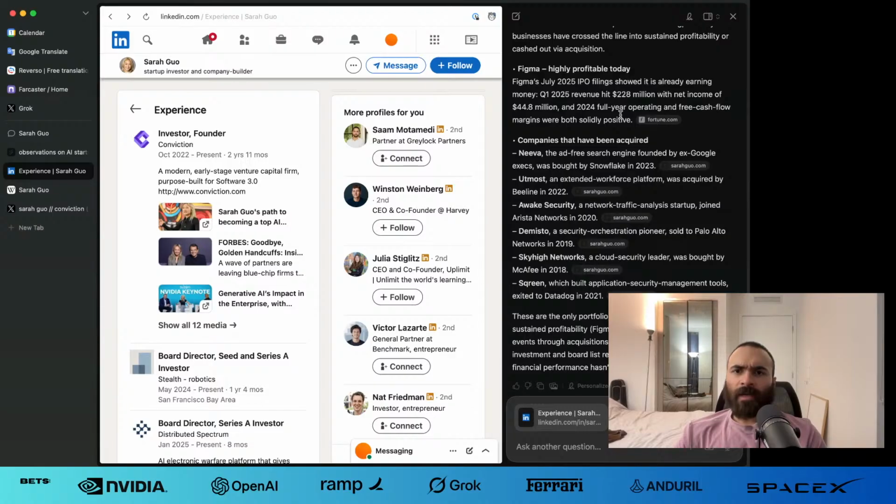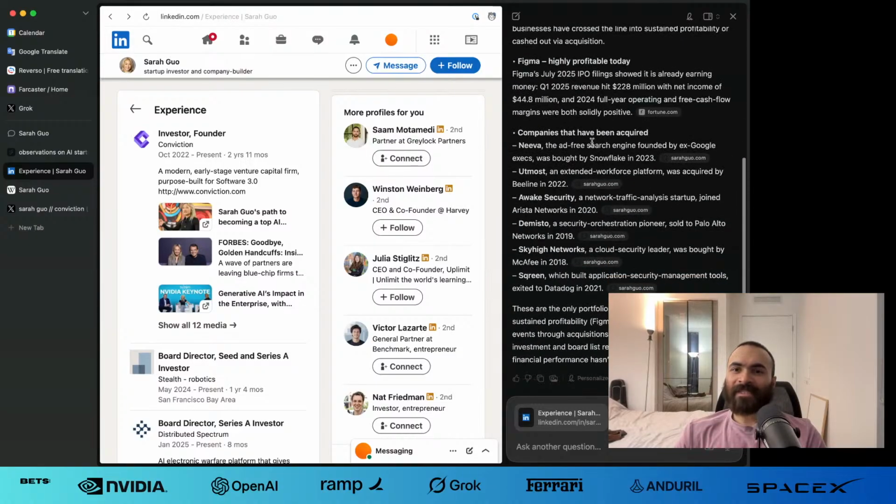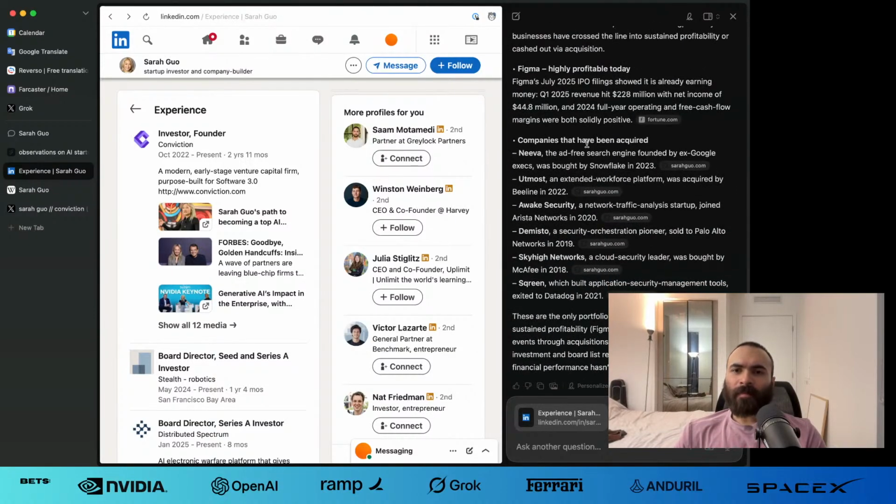Companies that have been acquired: Neva, an ad-free search engine founded by ex-Google execs, was bought by Snowflake in 2023. Hey, great. Amazing work. Utmost, an extended workforce platform, was acquired by Beeline in 2022. Extended workforce, okay. Awake, a security network traffic analysis startup, joined Arista in 2020. Demisto. And these are all coming from her website, okay.